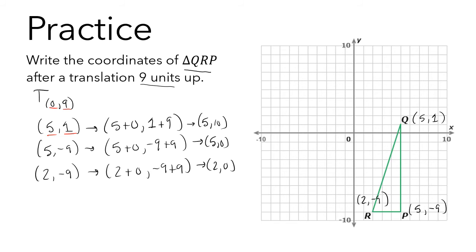And now we can graph these points and get our new triangle. So (5, 10) is going to be at the top. That's going to be my new Q. I'm going to call it Q prime. And then (5, 0), which is going to be right here, that's going to be my new P, so P prime. And then lastly, (2, 0), going to be right here. That's my new R, R prime. So my triangle has been translated up 9 spaces.